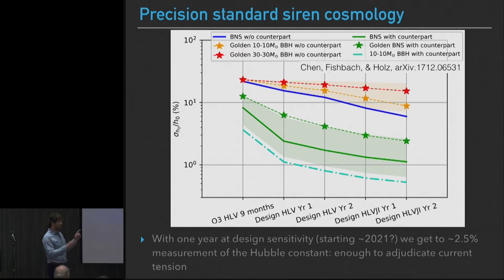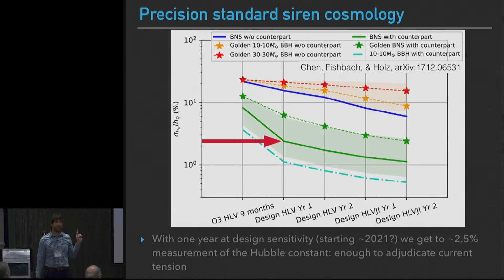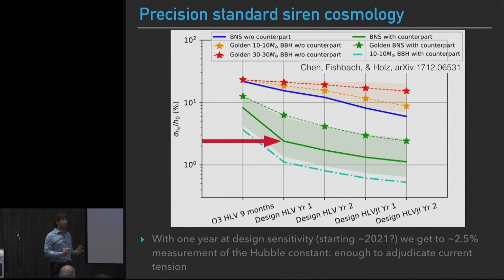If you look at that difference, you want to get to about 2.5%. So the relevant point is that one, which is design HLV year 1, which is just a few years away. Maybe 3 years away, something like that. On the order of that time scale, just from the binary neutron stars, that green curve tells you where you get. And you get to about 2.5%, which is enough to distinguish. If it falls squarely on one result or the other, then this big tension in cosmology is not resolved, but there's a huge hint as to the way it's going to be resolved and what the systematics are.